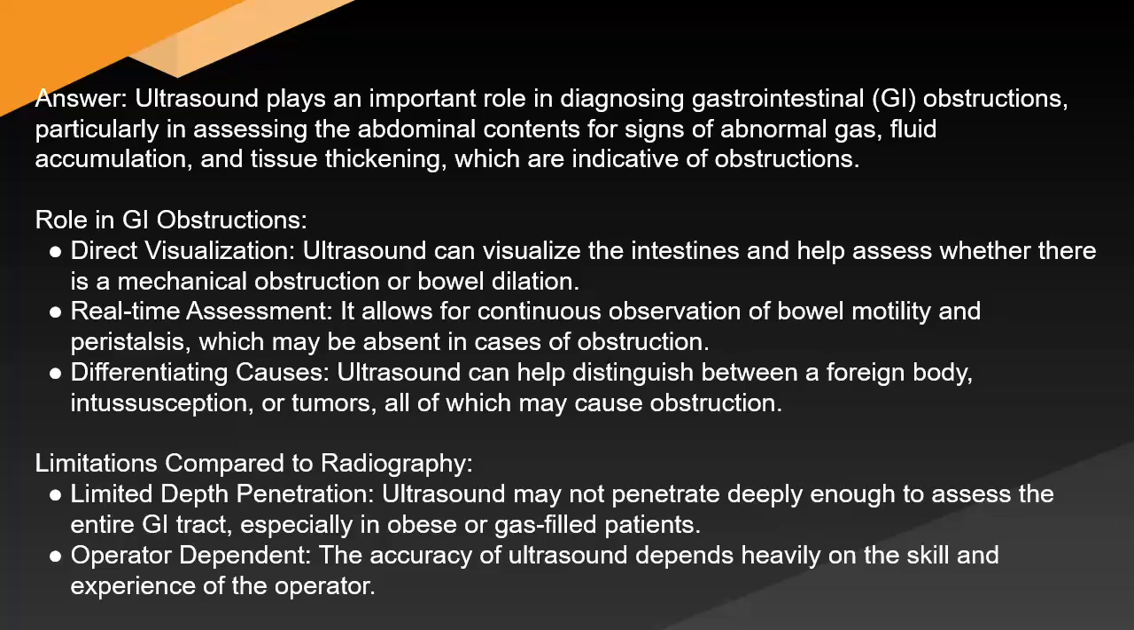Differentiating causes: ultrasound can help distinguish between a foreign body, intussusception, or tumors, all of which may cause obstruction. Limitations compared to radiography: limited depth penetration. Ultrasound may not penetrate deeply enough to assess the entire GI tract, especially in obese or gas-filled patients. Operator dependent: the accuracy of ultrasound depends heavily on the skill and experience of the operator.